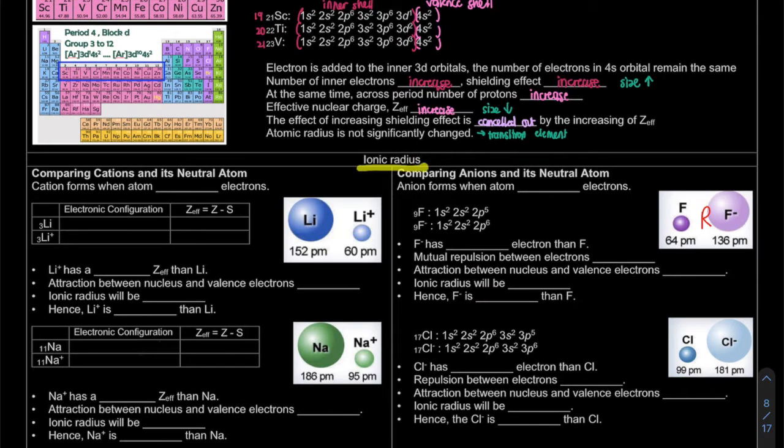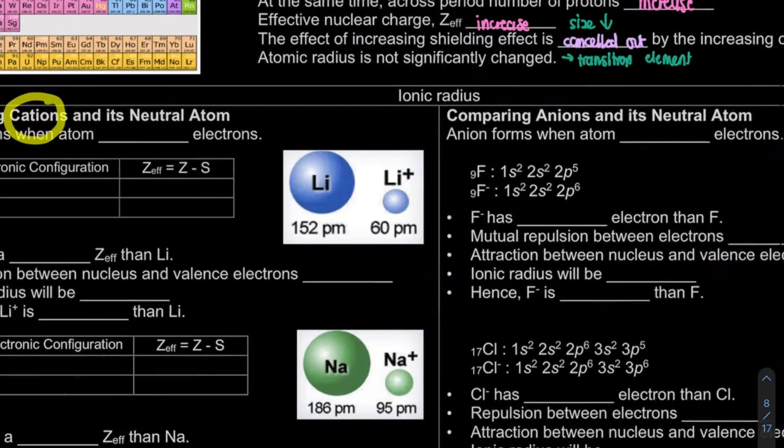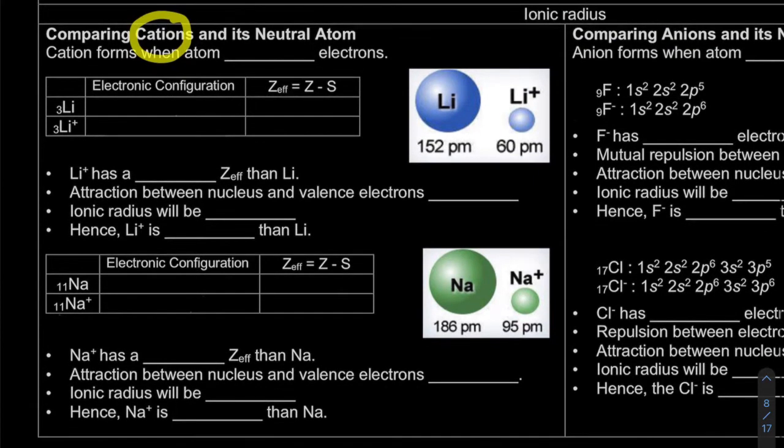For the ionic radii, what we're going to do is compare the ion itself. Ion tu we have our cation and anion with its neutral atom respectively. Okay, so let us look first at the cation. Cation ni is actually our positively charged ion. So how do we form a cation daripada atom kita? Cation is formed when our atom donates the electron. So we will form our cation lah. Positively charged ion.